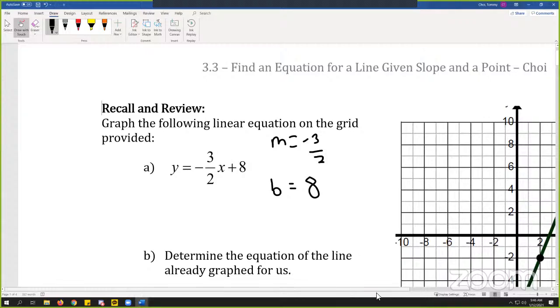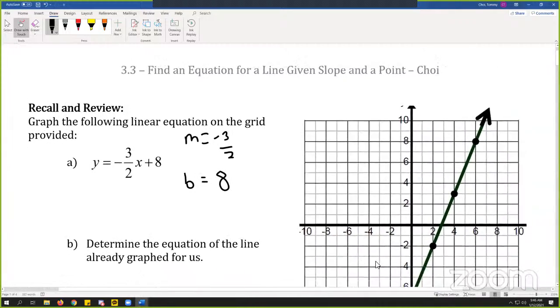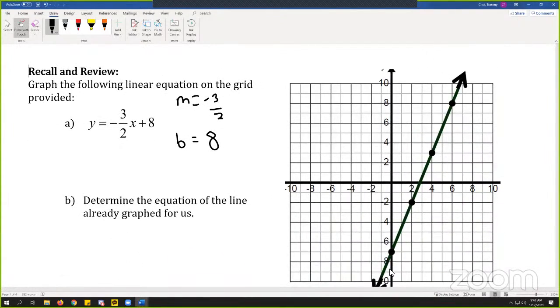Once we have that information written down, we can now graph it. So my y-intercept is 8. And then my slope is negative 3 over 2. So we're going to go down by 3 and right by 2. We get our next point. Down by 3, right by 2. We get our next point, so on and so forth, right? So we can keep doing that until we reach 3 points total, and then we can graph our line.